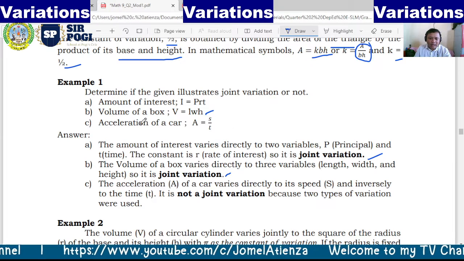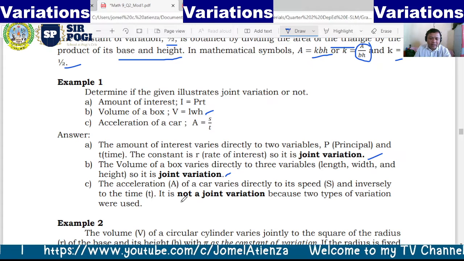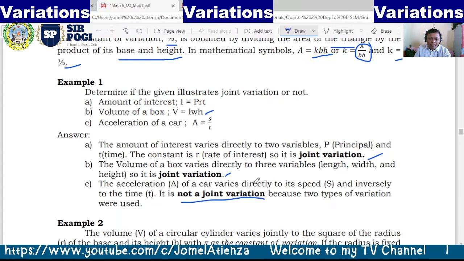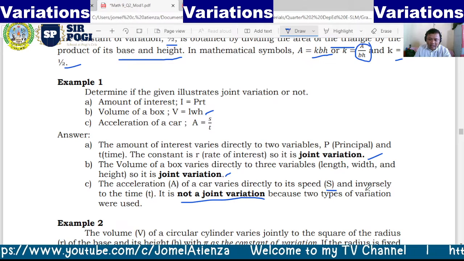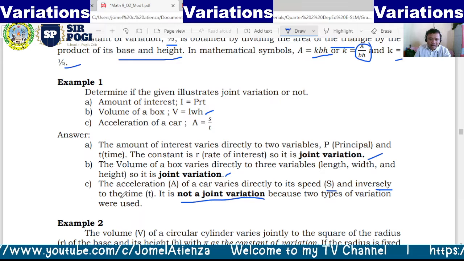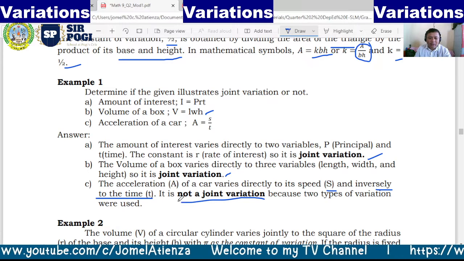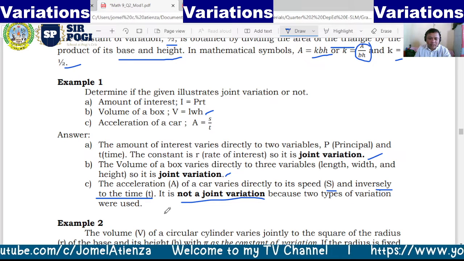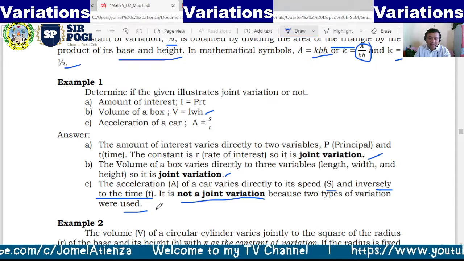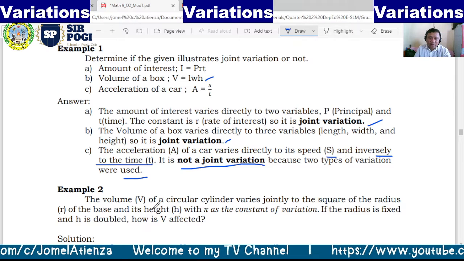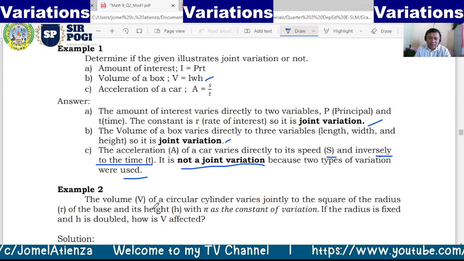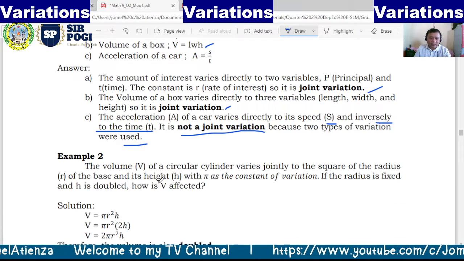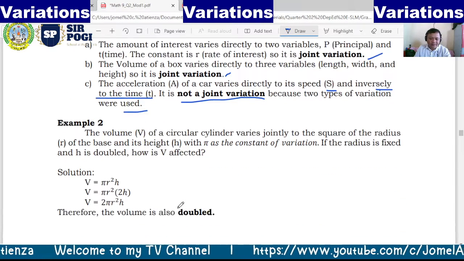How about this one? Acceleration of a car, so that is not joint variation. Bakit? The acceleration A of a car varies directly to its speed and inversely to the time. Okay? So therefore, that is not a joint variation because two types of variation were used. Okay? Kasi nagamit natin yung inverse at saka yung direct. Okay? Kaya siya ay hindi joint. That is not a joint variation.